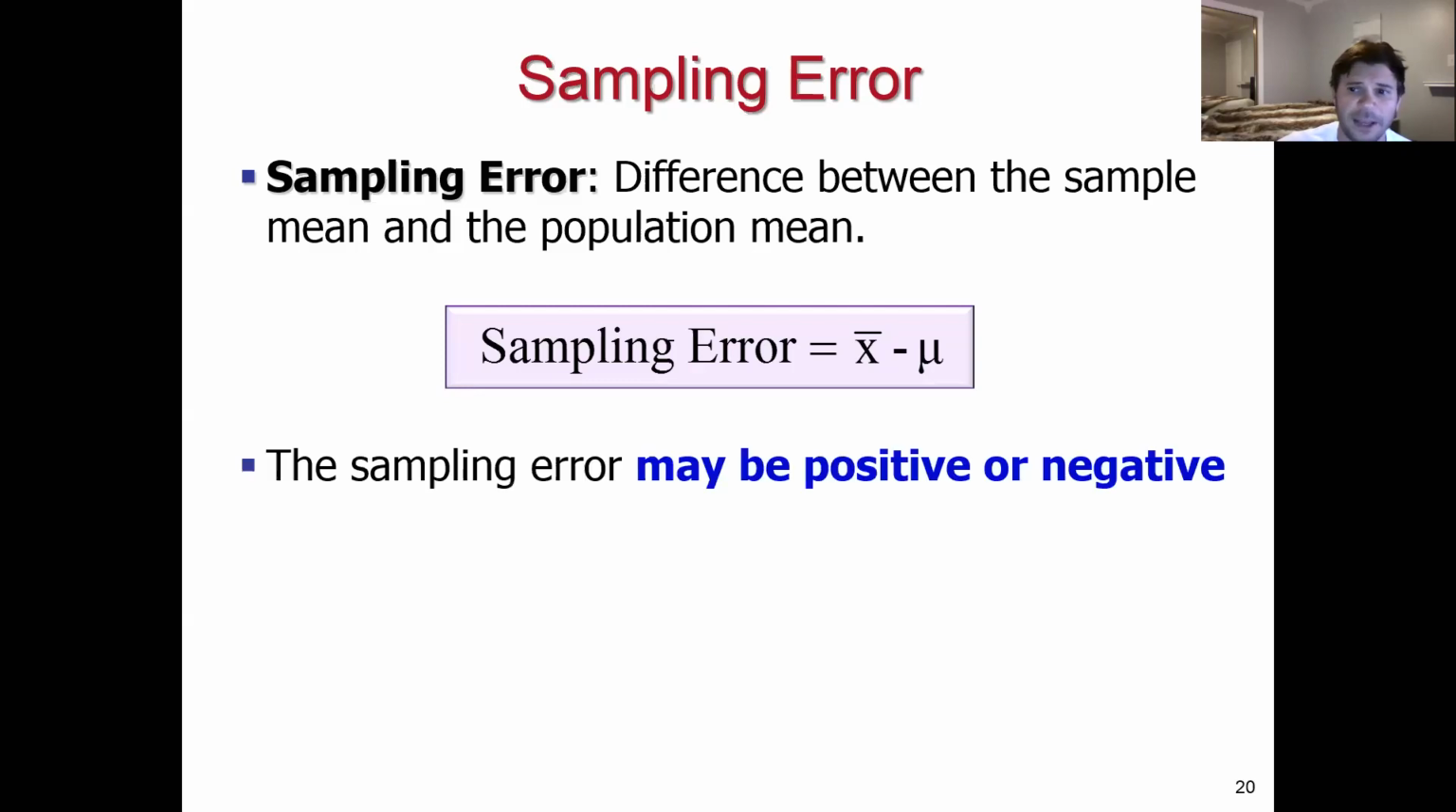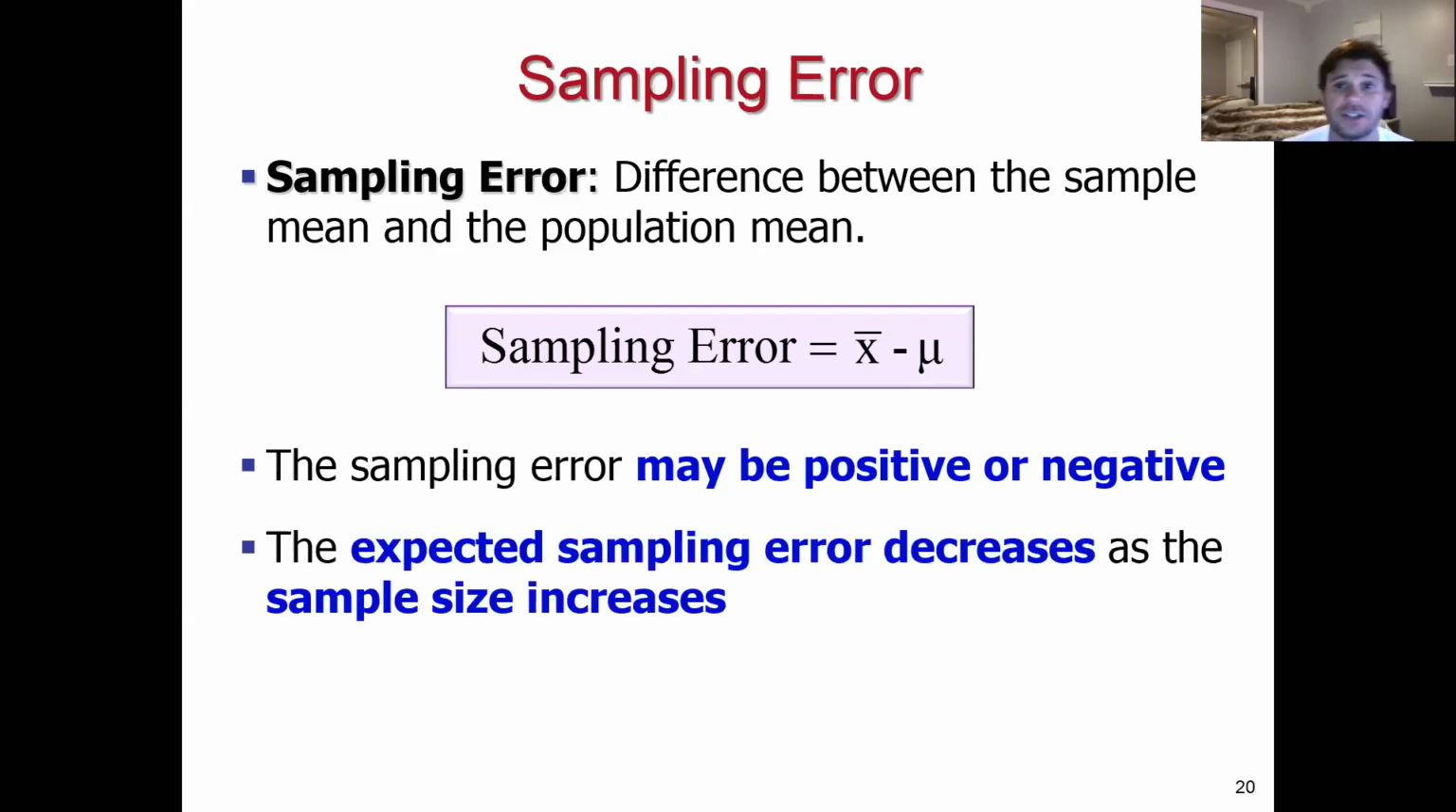And the sampling error could be positive, could be negative, depending on if the sample mean was smaller or larger than that population mean. And the average sampling error goes down as we increase the sample size. The average sampling error goes down as we increase that sample size.